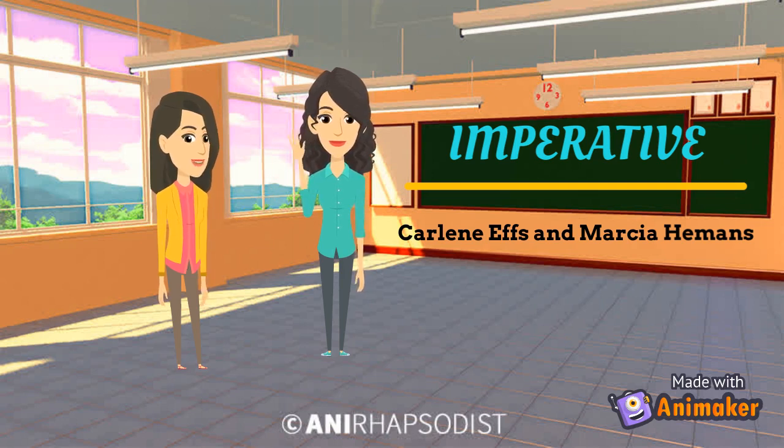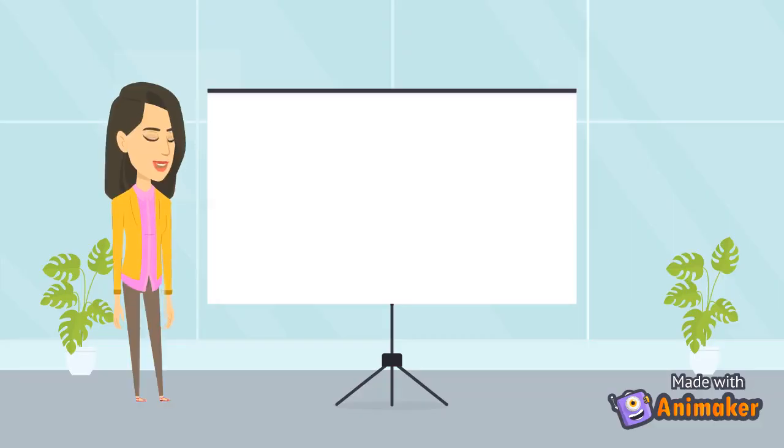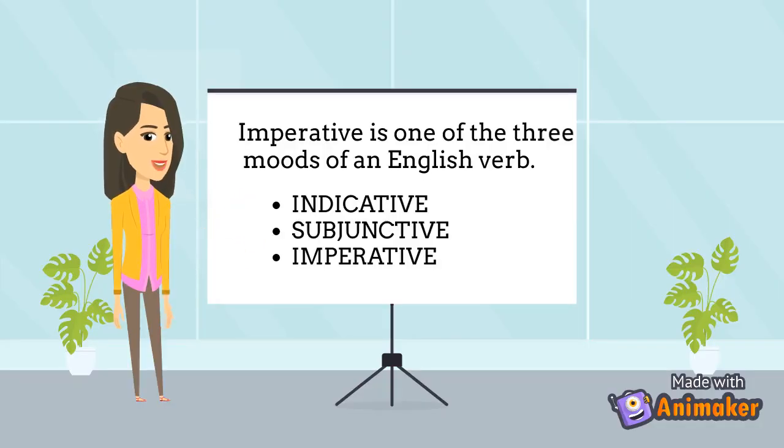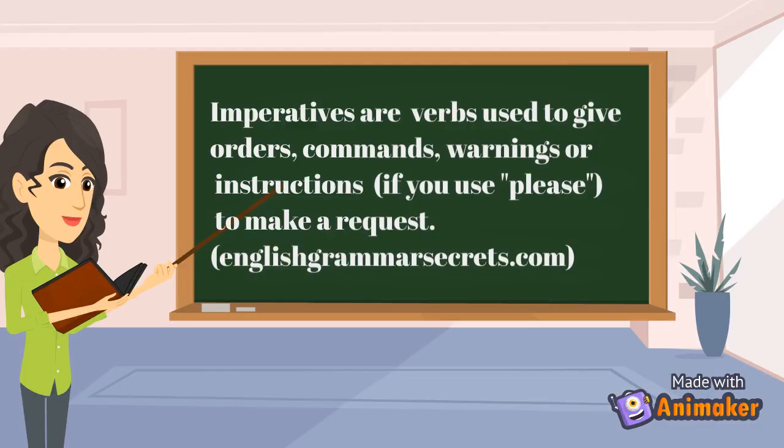We'll be presenting on imperatives. Imperative is one of the three moods of an English verb. These include indicative, subjunctive, and imperative. According to EnglishGrammarSecrets.com, imperatives are verbs used to give orders, commands, warnings, or instructions.